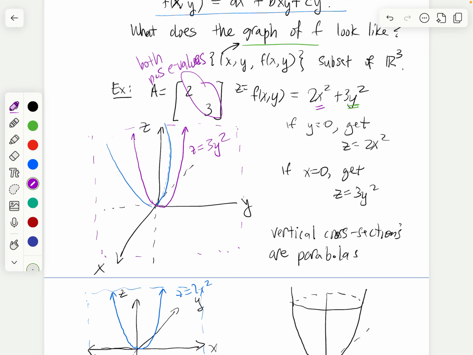And in the next video, we'll look at symmetric matrices that are not diagonal matrices. And we'll see how we can use the spectral theorem to understand the quadratic forms corresponding to those symmetric matrices.